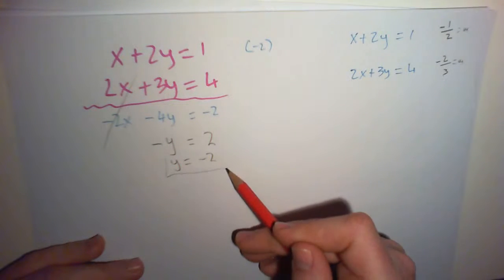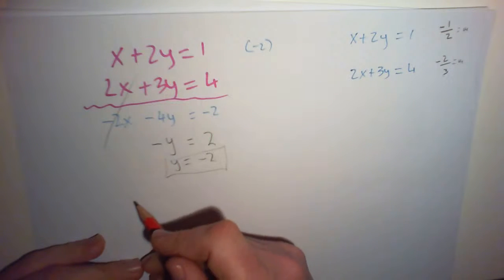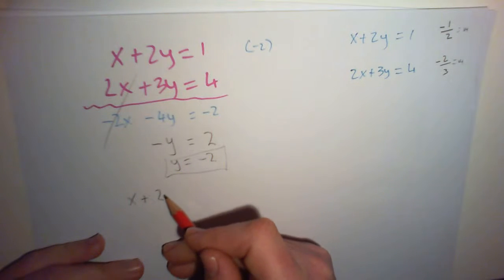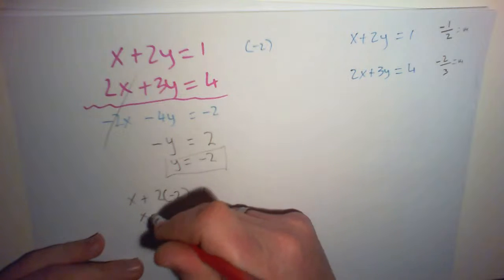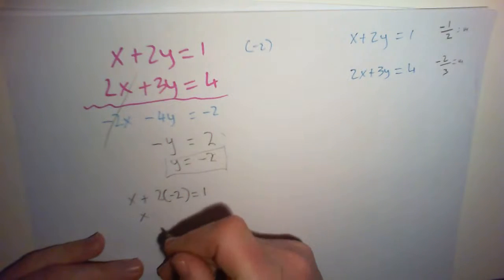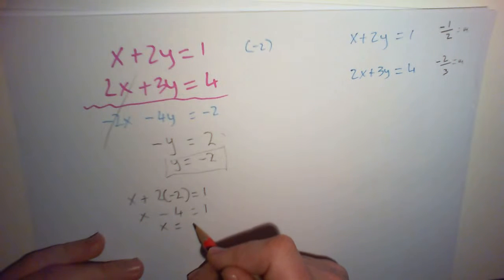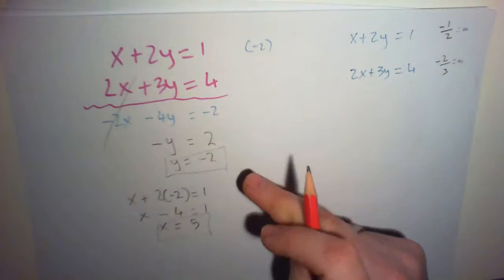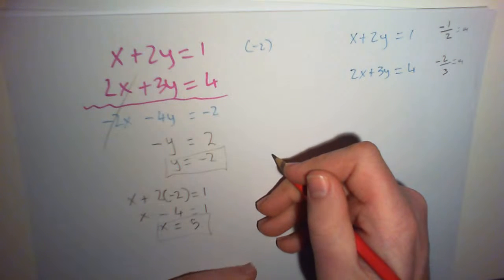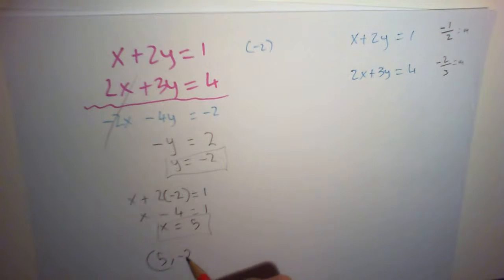So what do we do with this? We substitute back into one of the originals and find the answer. I'm going to substitute it back into the first one. So x plus 2 times minus 2 is equal to 1. x minus 4 is equal to 1. x is equal to 5. That is not my answer. My answer is when I take the two of those and put them back together like this: (5, -2).